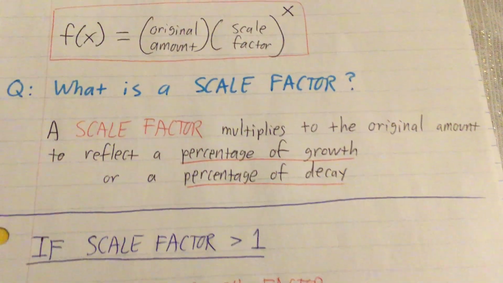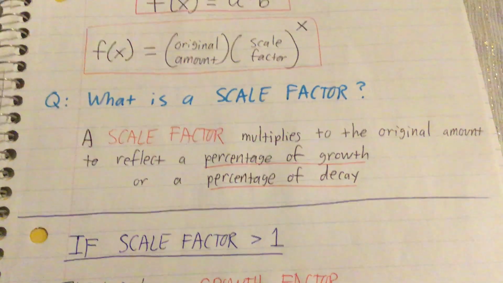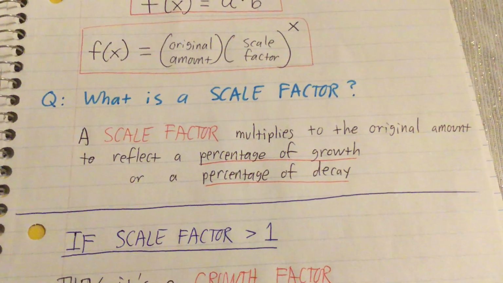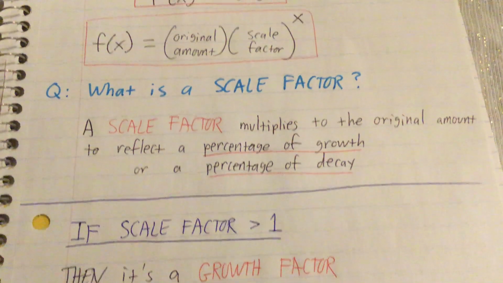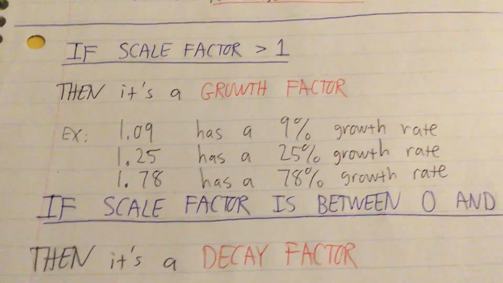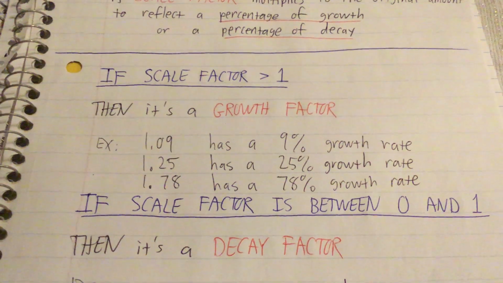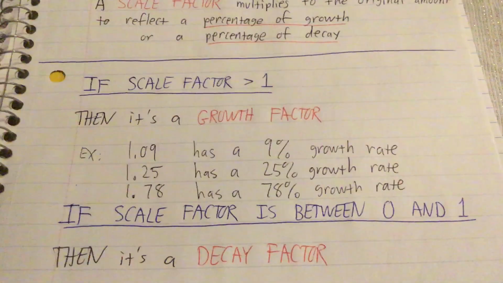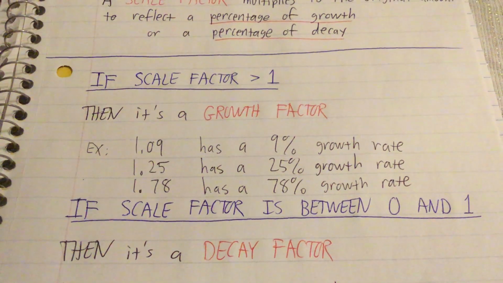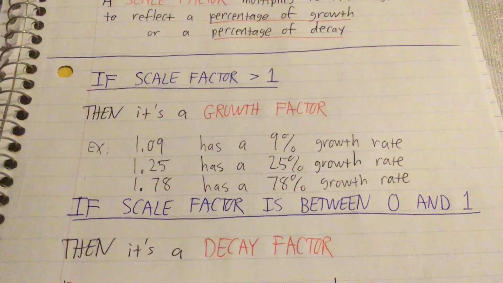So remember that a scale factor is what you multiply by your base, in other words, your principal or your original amount. And it reflects a certain percentage of growth or a certain percentage of decay. So if your scale factor is bigger than 1, think about it. If you were to multiply a number by something bigger than 1, it's going to grow. So if the scale factor is greater than 1, then your scale factor is actually a growth factor, which has a percentage of a growth rate.